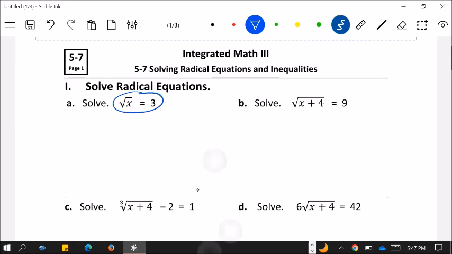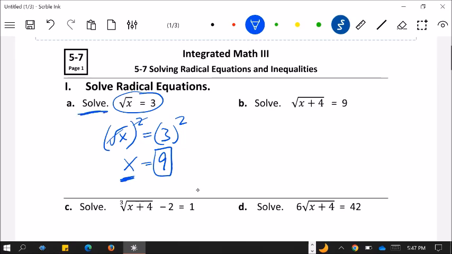Remember that you can do the same thing. You can do anything to one side of an equation, such as square it, as long as you do the same thing to the other side. And a square root and a square cancel each other out there. So we have x is equal to 3 squared, which is 9. That's simple. Solve means find out what x is. And that's what I just did.